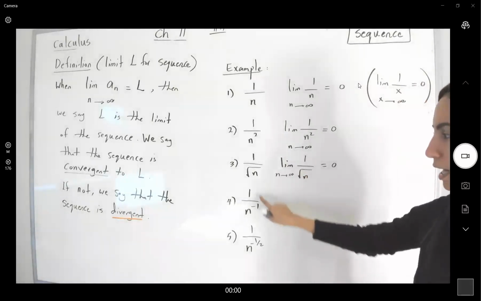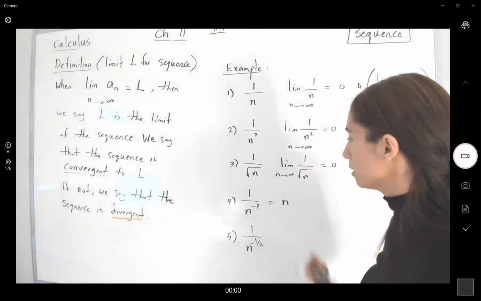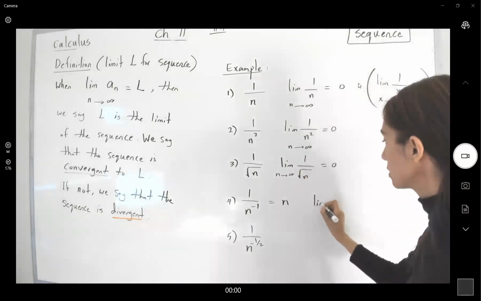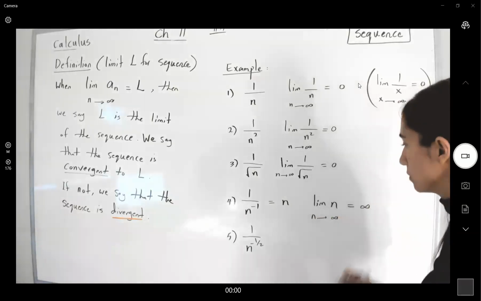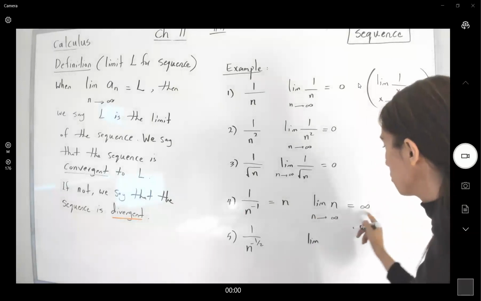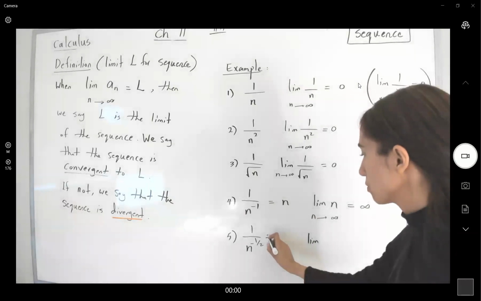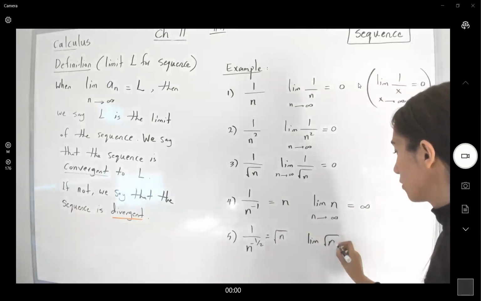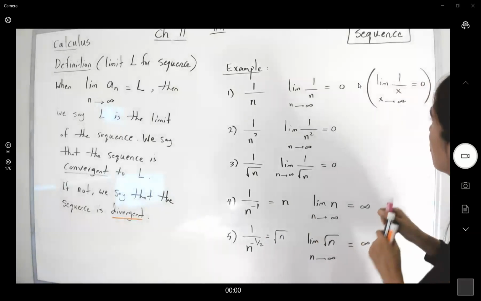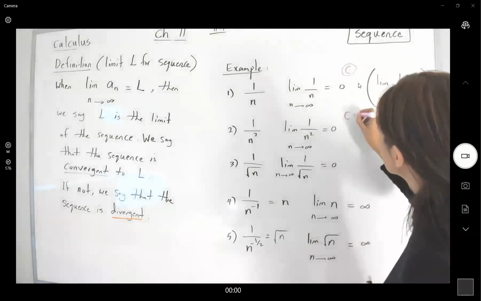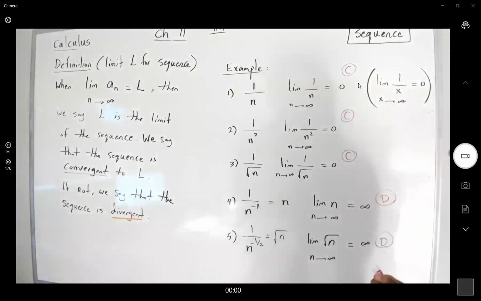What about this guy? I have 1 divided by n raised to a negative exponent. If I rewrite this, I have n to the first power. The limit of n as n approaches infinity is infinity. Okay, it doesn't have a limit. Limit at infinity is equal to infinity. It's not a number. What about this guy? This is equal to square root of n. Limit of square root of n while n approaches infinity is infinity. So here you have convergent sequence, convergent sequence, convergent sequence, divergent sequence, and divergent sequence.